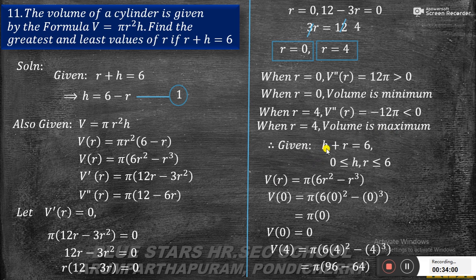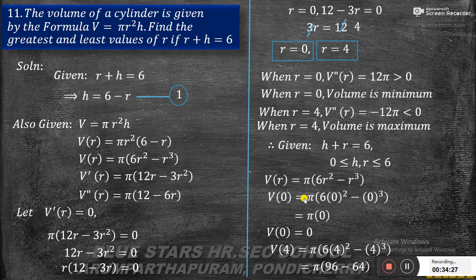Therefore, given h plus r equal to 6, 0 less than or equal to h, r less than or equal to 6. So volume of r equal to pi into 6r square minus r cube. Now r equal to 0 gives the minimum volume, and r equal to 4 gives the maximum volume. So I substitute in the volume equation, v of r equal to pi into 6r square minus r cube.